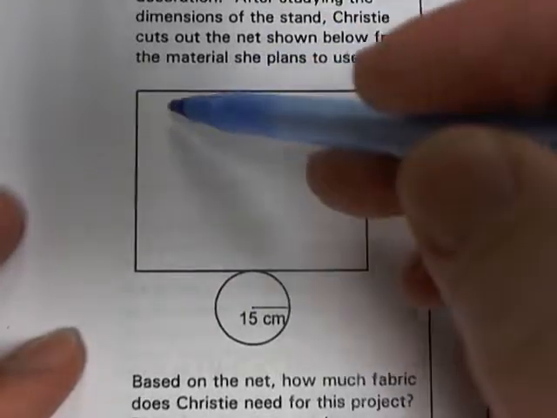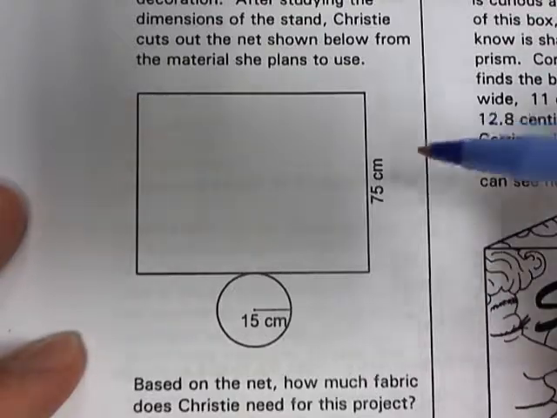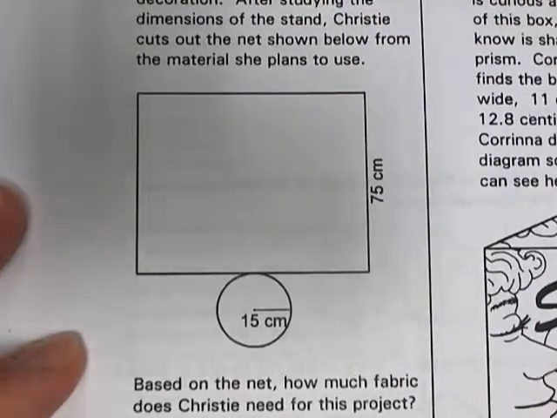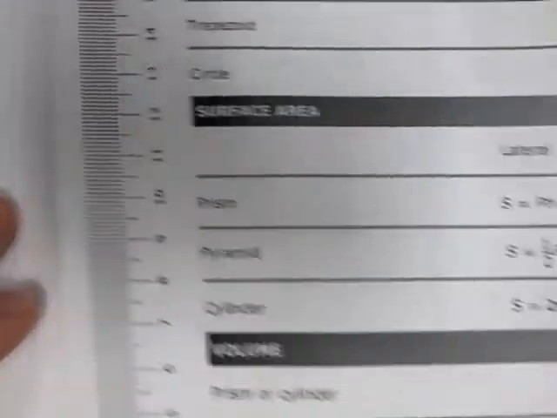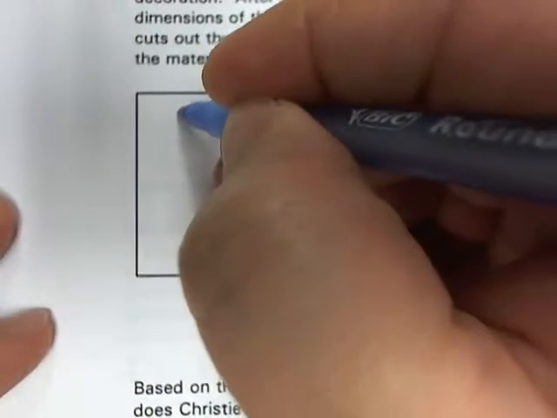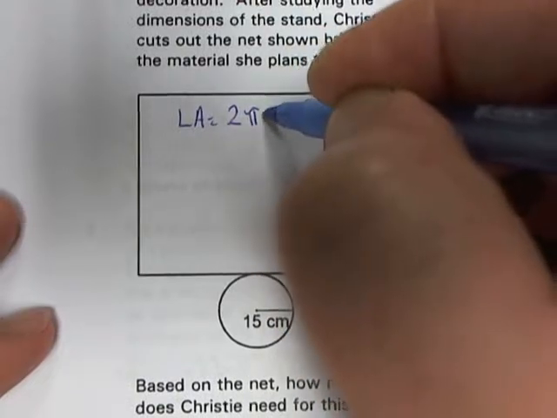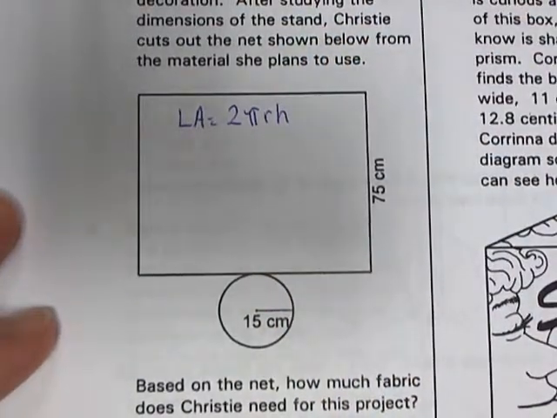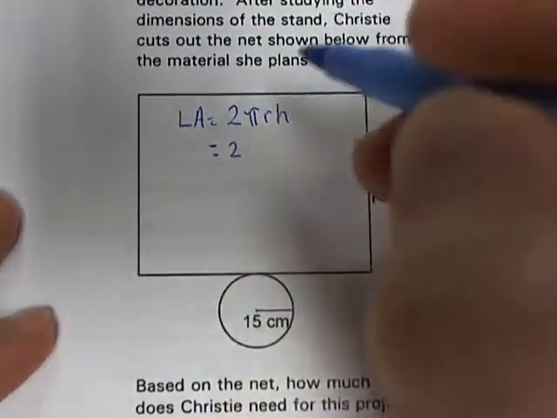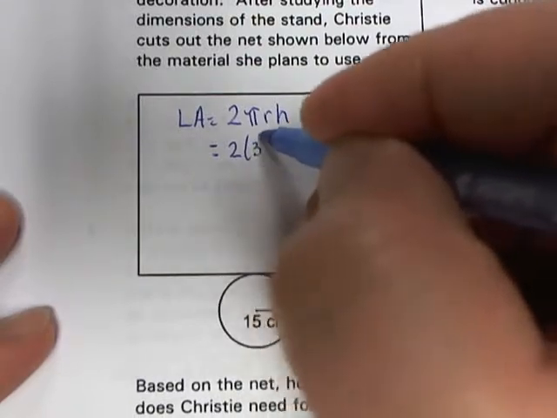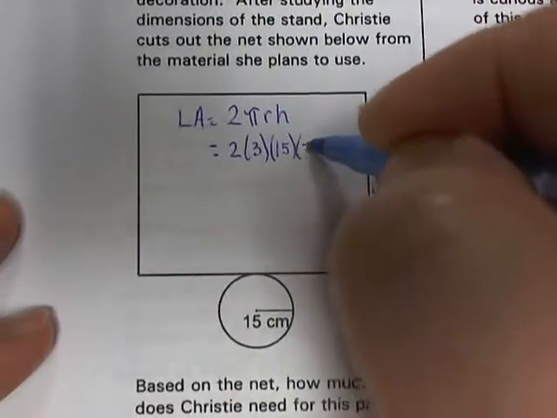So first thing is we need to find the area of this rectangle. This rectangle is considered the lateral surface area of the cylinder. Looking at the math chart, the formula for lateral surface area of a cylinder is 2 pi r h. So now we're going to plug in the measurements. We have 2, let's round pi to 3. The radius is 15. The height is 75.